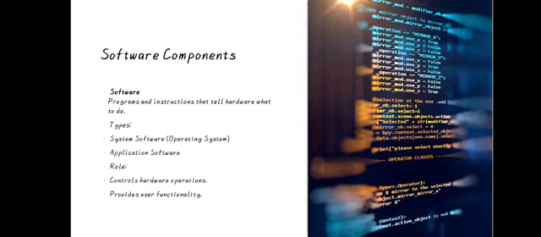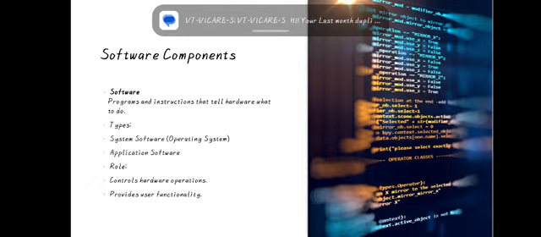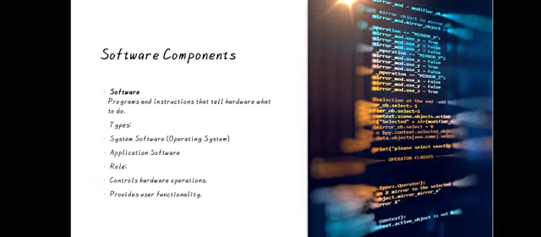Software components. What is software? Programs and instructions that tell hardware what to do. Two types: system software and application software. They handle hardware operations and provide user functionality. These are the roles of software components.